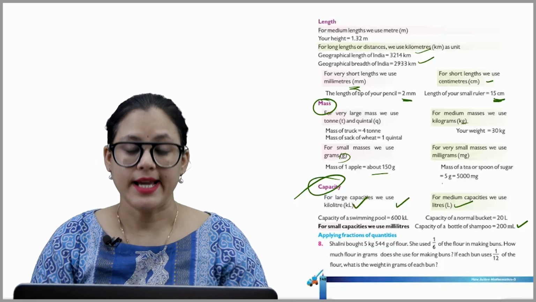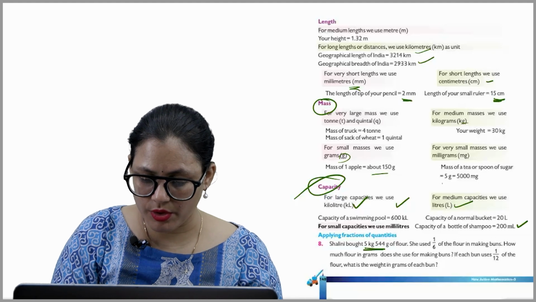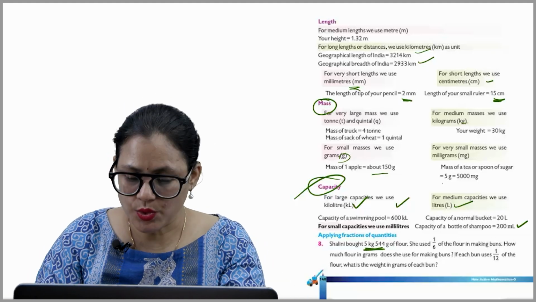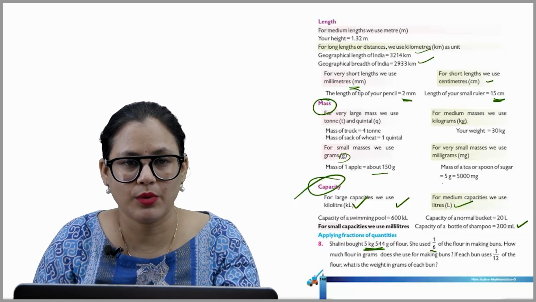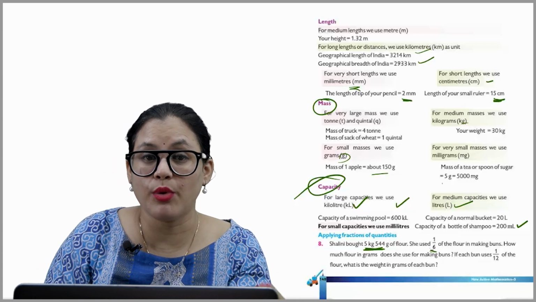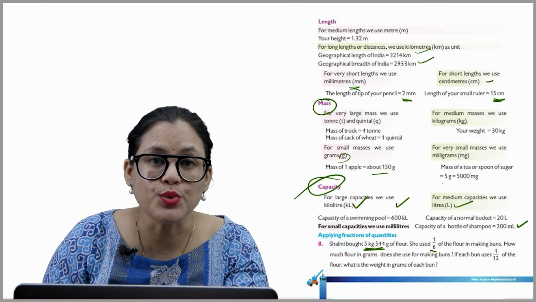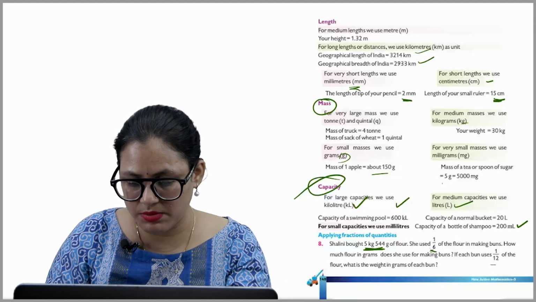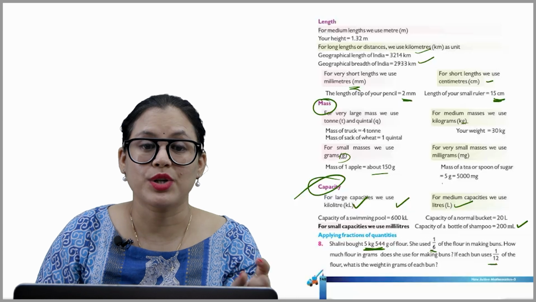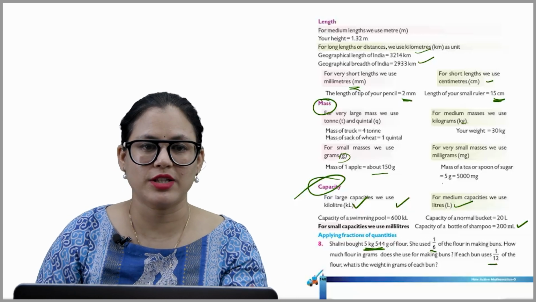Okay. See, Shalini bought this much flour and she used 1/6 of this flour in making buns. Okay, so we have to find out how much flour in grams does she use for making buns. And if each bun uses this much, that is 1/12 of the flour, what is the weight in grams of each bun? We have to find out.